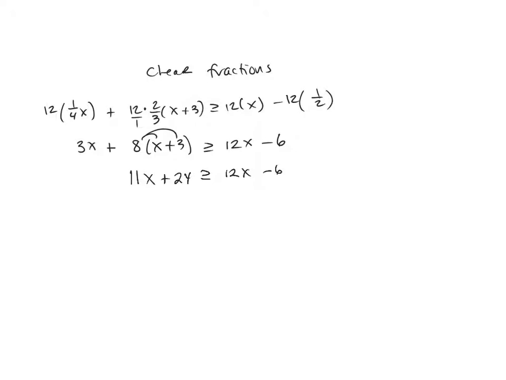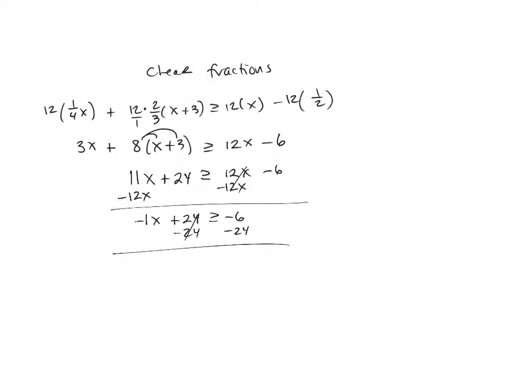And now I could go either way. I could get x's on the left or right. I'm going to go ahead and just get x's all over onto the left. That's generally easier for me to do. So I've got negative 1x plus 24 is greater than or equal to negative 6. And subtracting 24 from both sides, I get negative 1x is greater than or equal to negative 30.